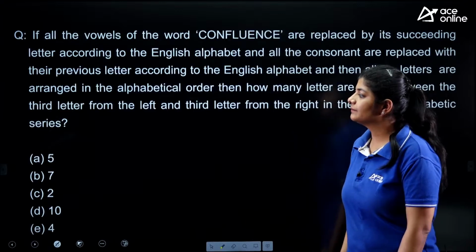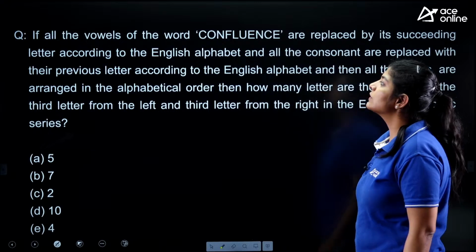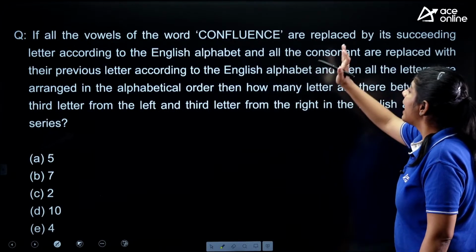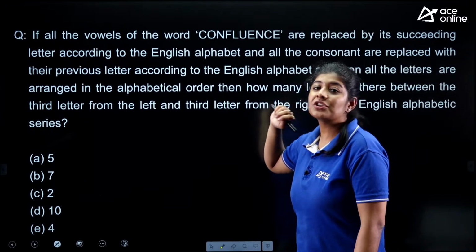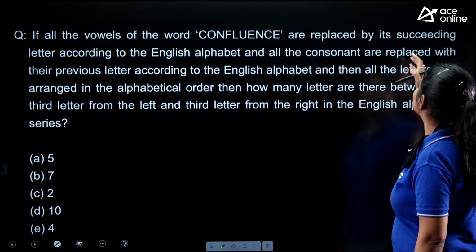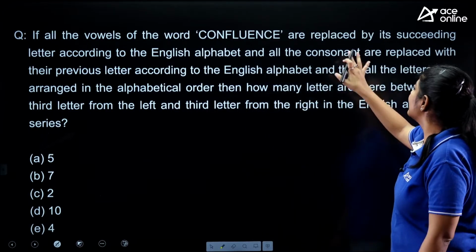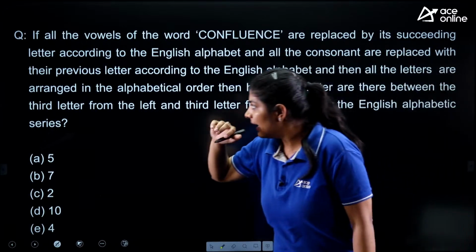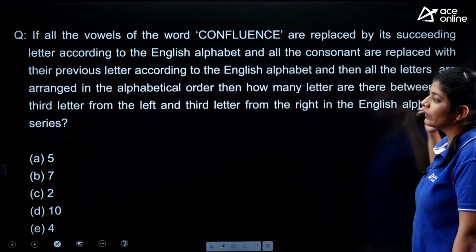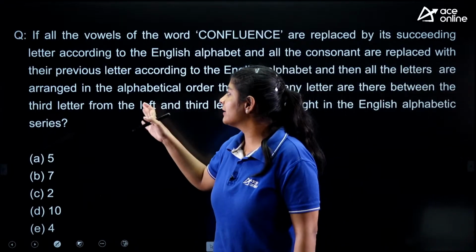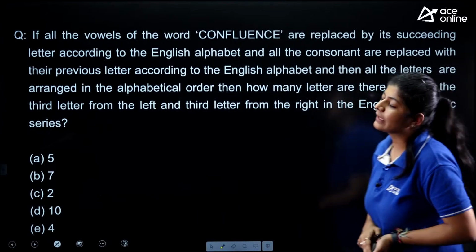Right? Next. Okay, so the next question says that if all the vowels of the word confluence are replaced by its successive letter in the English alphabet and all the consonants are replaced with the previous letter according to the English alphabet, and then all the letters are arranged in alphabetical order, then how many letters are there between the third letter from the left and the third letter from the right in the English alphabetical series?